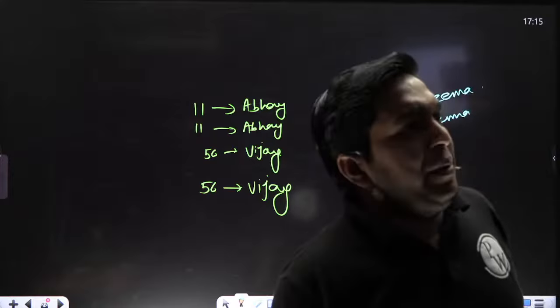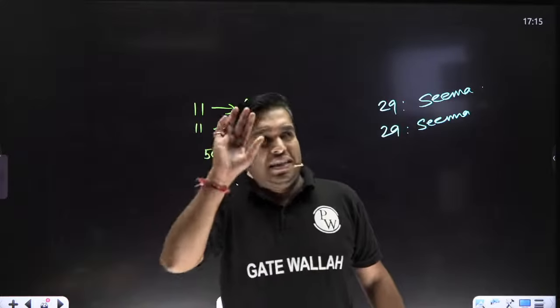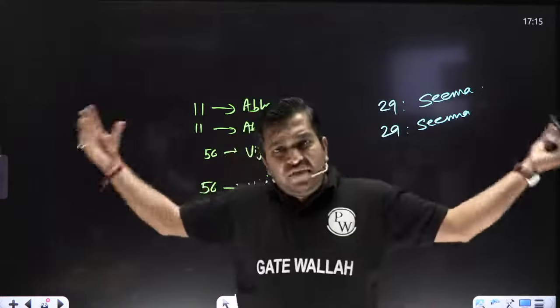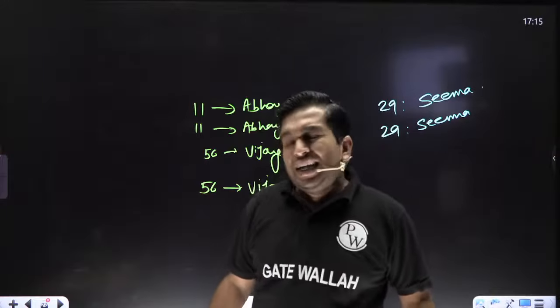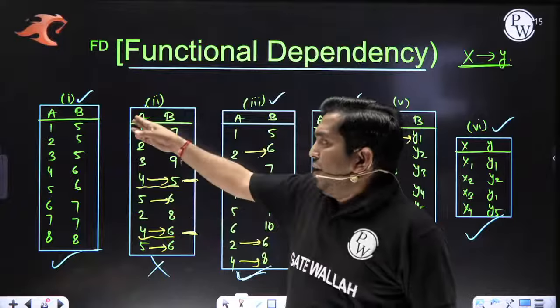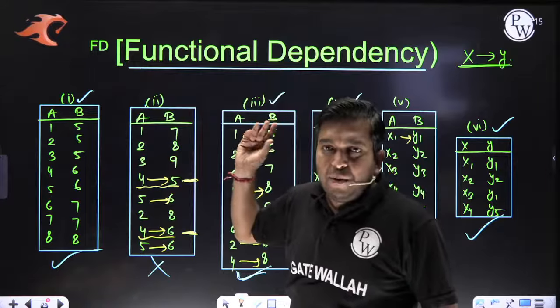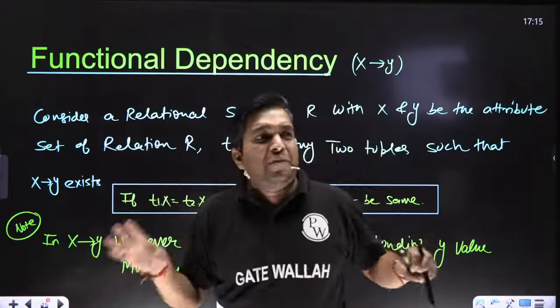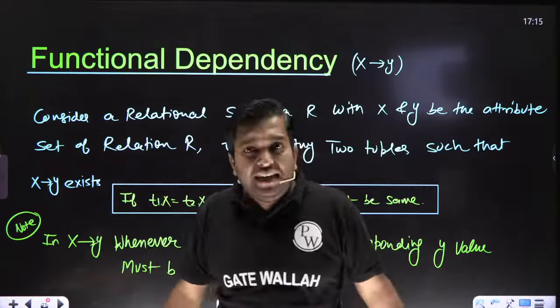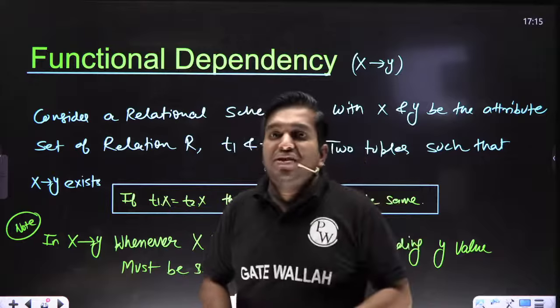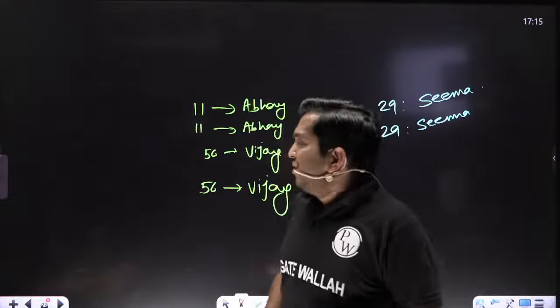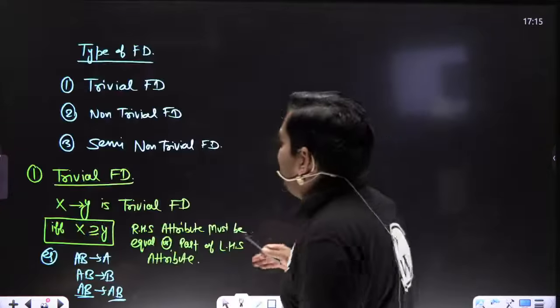Sir, X will be the primary key as FD is used. Beta, just wait. Seema, primary key is a different concept that we will discuss when we have a complete schema. Right now, I am only taking two attributes A and B. I will discuss each and everything: primary key, candidate key, alternative key, surrogate key. Don't worry, we will discuss each and everything.